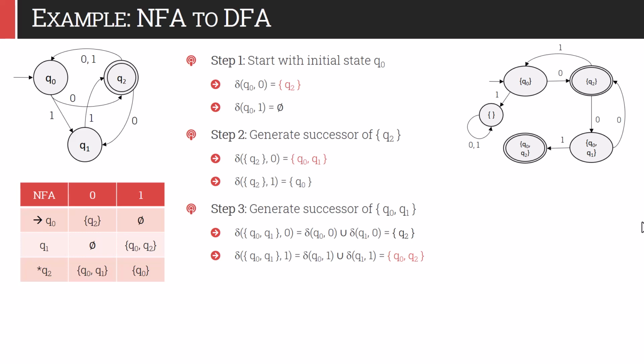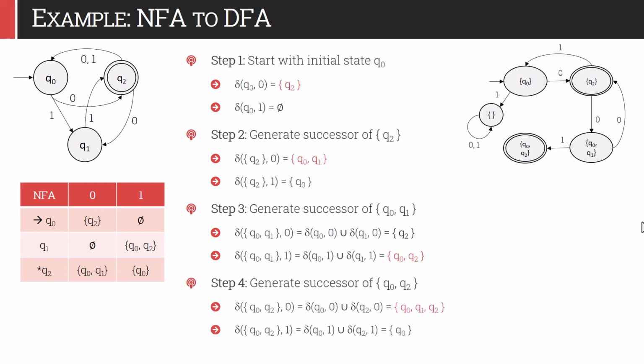In next step, we have to generate successor of unprocessed states, that is Q0, Q2. And when we read 0 from Q0, Q2 states, that is equivalent to union of delta Q0, 0 and delta Q2, 0. Which is nothing but Q0, Q1, Q2. So this set is not yet processed, so we have to explore it in future. And transition on 1 from Q0, Q2 is equivalent to Q0. Q0 is already explored in step 1.